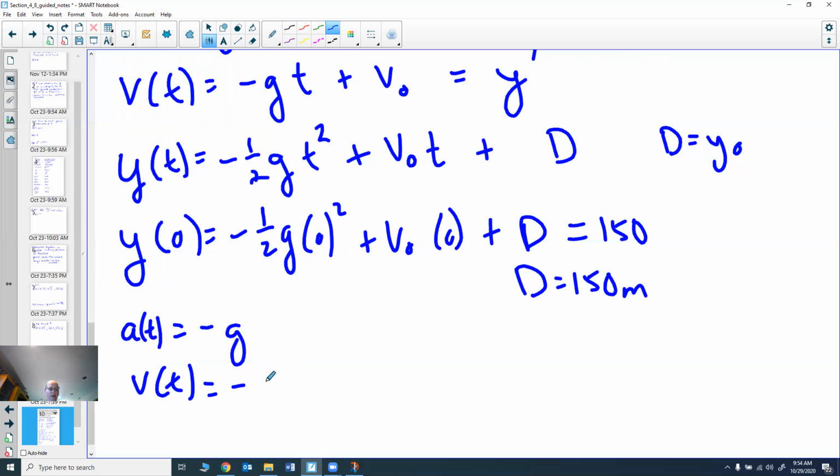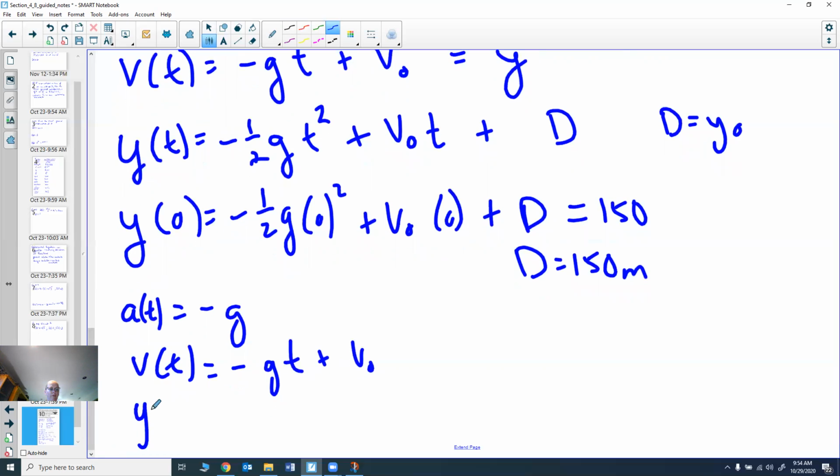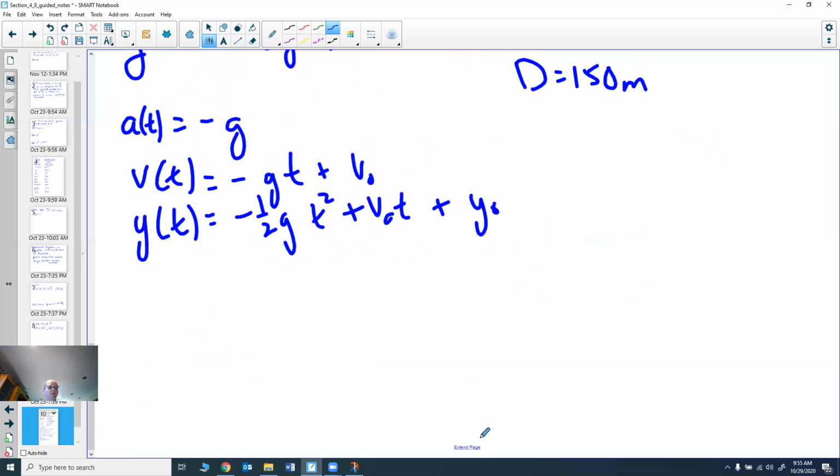V is minus gt plus v0. And we now have that y of t is equal to minus 1/2 gt squared plus v0t plus y0. So if you've ever wondered where those equations came from in physics, this is where they come from. This is exactly where they are.